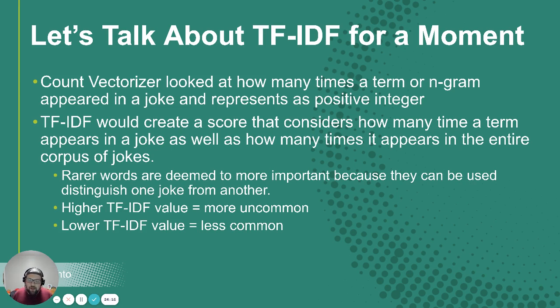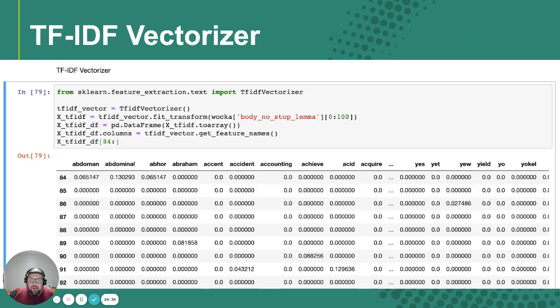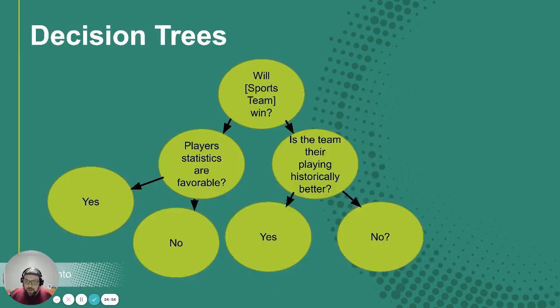But more important because they're used to show how unique they are within the data set, making it easier to distinguish one joke from another, essentially. A higher TF-IDF value is more uncommon, whereas a lower TF-IDF value is less common, actually. So we can use a TF-IDF vectorizer, and you can see that it's a decimal as opposed to an integer value, which could be a little bit more useful. And we're going to apply these vectors to a decision tree model.